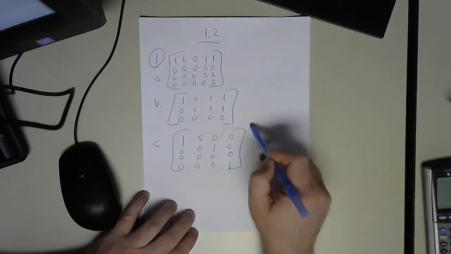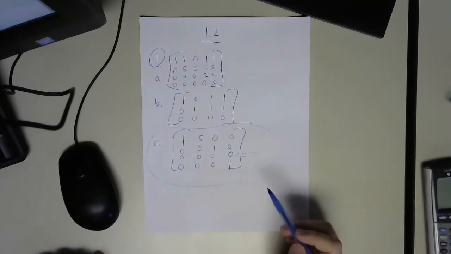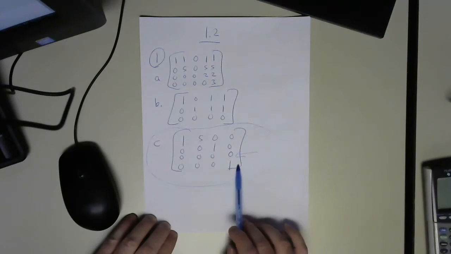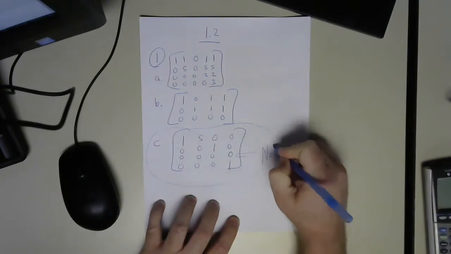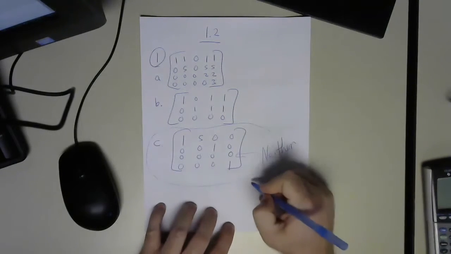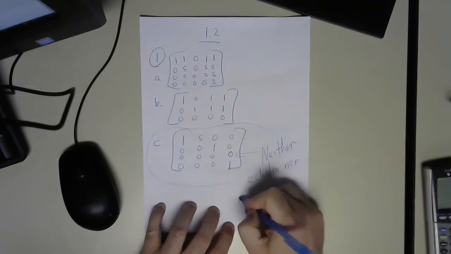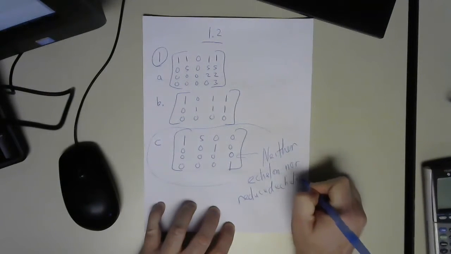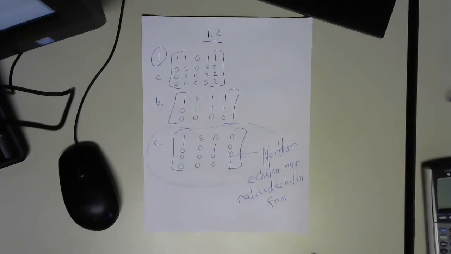So notice in part C here, this third row consists of only zeros, but it's not at the very bottom. Every row that doesn't contain all zeros can't be below a row that contains only zeros. So this one is actually an easy one. This one is neither echelon form nor reduced echelon form, because all of the zero rows have to be at the very bottom.